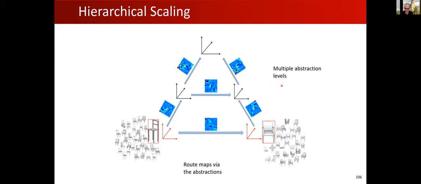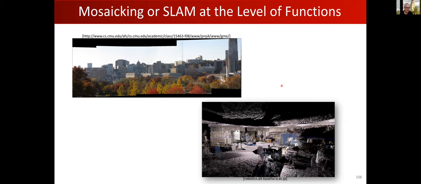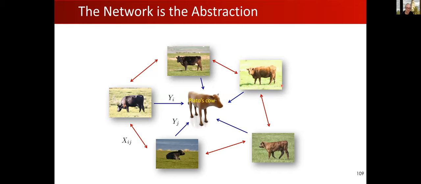Okay, I'm running out of time. So let me finish with a more philosophical comment. I think you're all familiar with things like image mosaicing, where you have multiple views of the same scene and you can stitch them together to form a panorama, or maybe SLAM, where you take multiple scans and stitch them together to get a 3D model of an environment. Well, what we are doing here is not so different.